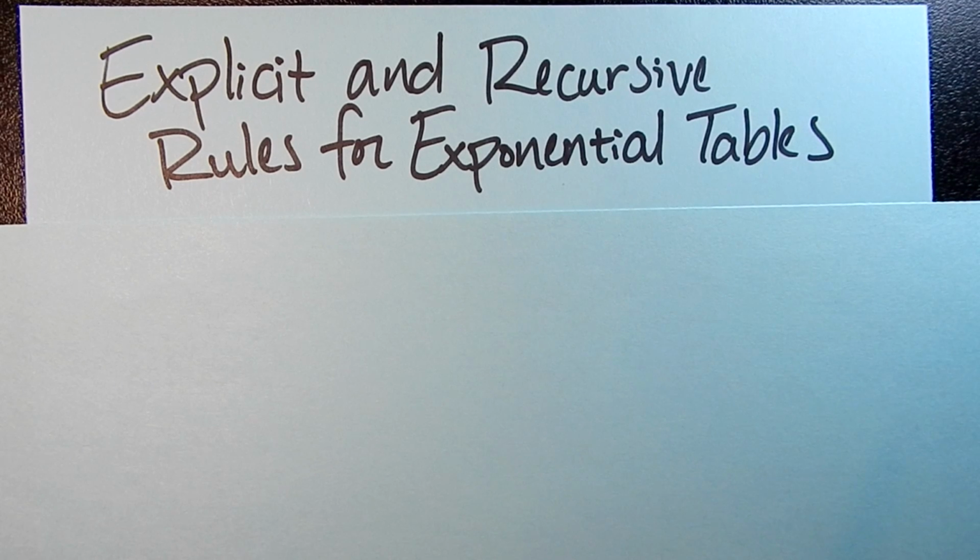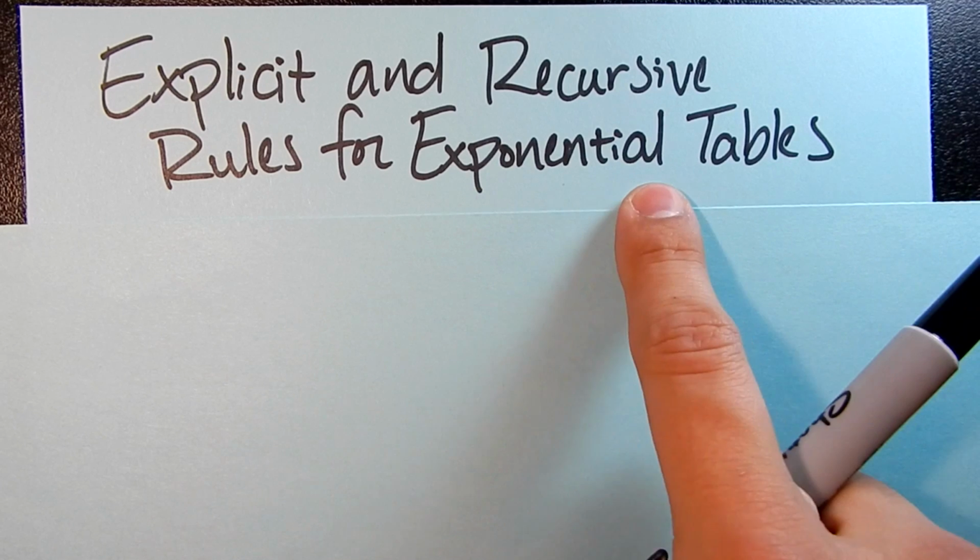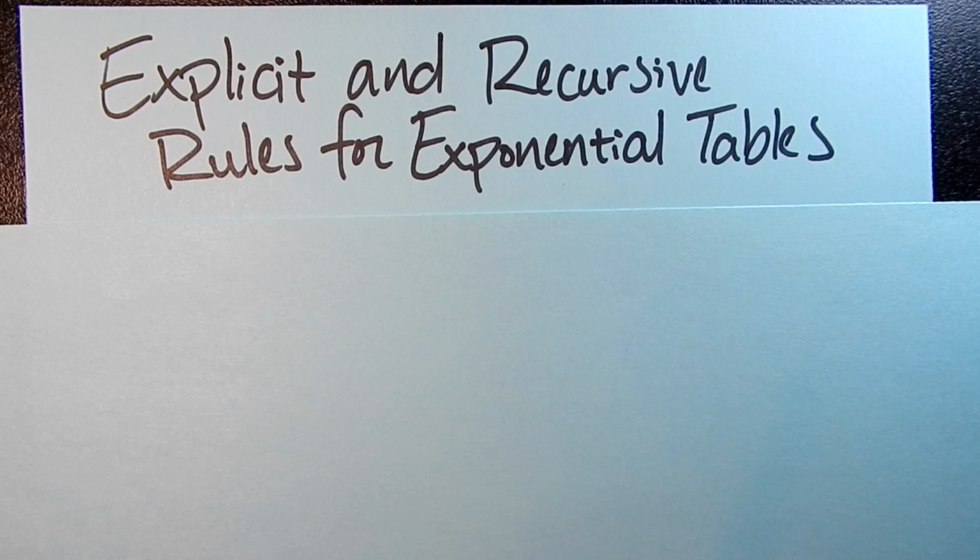I'm Mr. Merrill. Today we're going to be talking about explicit and recursive rules for exponential tables. Now in my last video we discussed linear tables and what those relationships look like. So our exponential tables are going to have a little bit of a different relationship, but luckily it's kind of an easy one to spot.